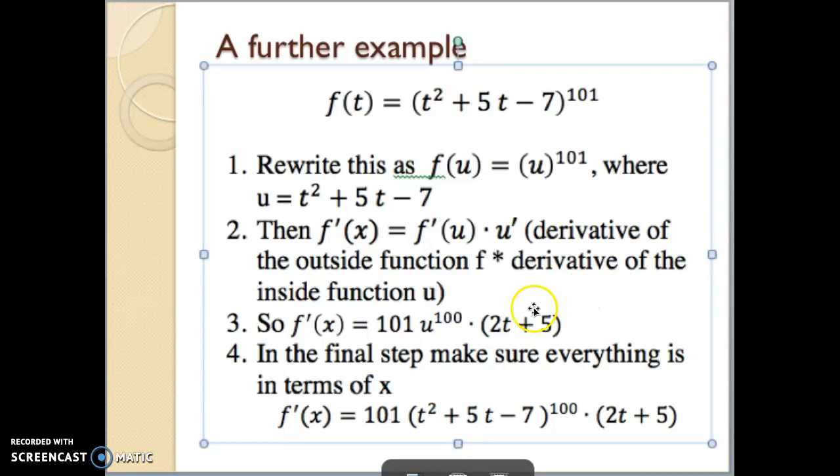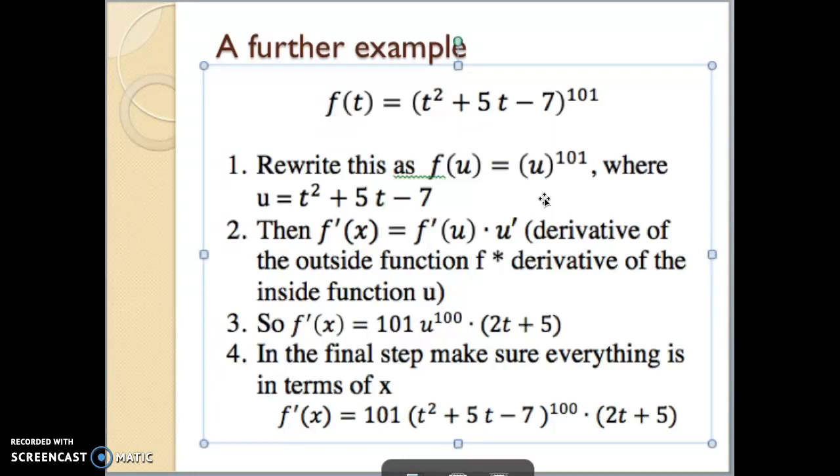And so the derivative of f would be 101 u to the 100, because that's the derivative of your u to the 101 function, and then times the derivative of the inside piece. Well, if you're looking at your t squared plus 5t minus 7, you take a derivative of that, that is 2t plus 5.